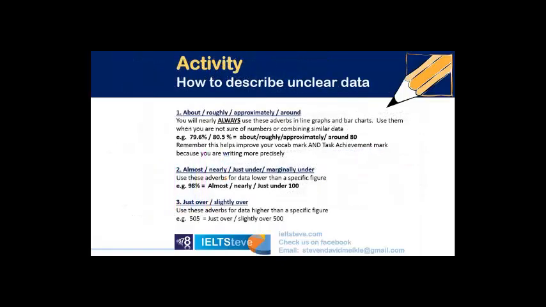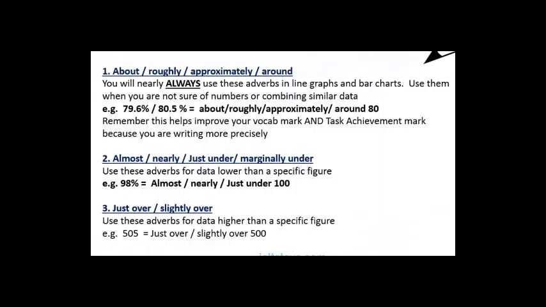So here's another activity for you. We've got about, roughly, approximately, around, which we use all the time. And then we've got these ones which are just lower than a number. So 98% would be nearly 100. Or if it was slightly over the other way, just over or slightly over 500.